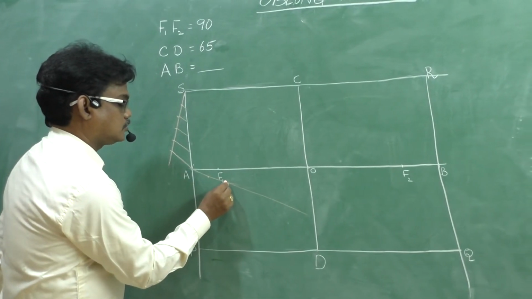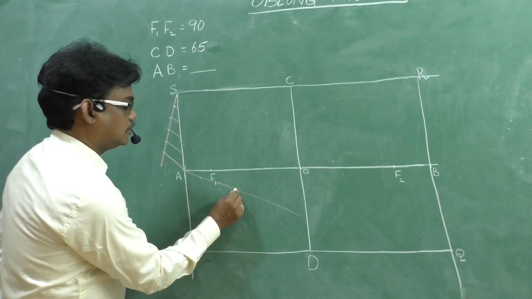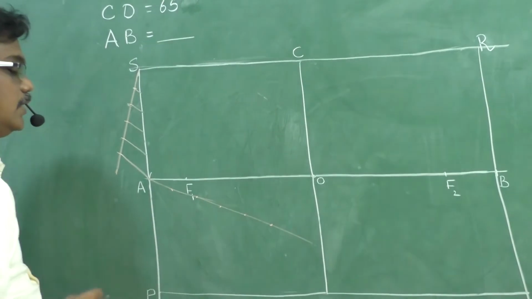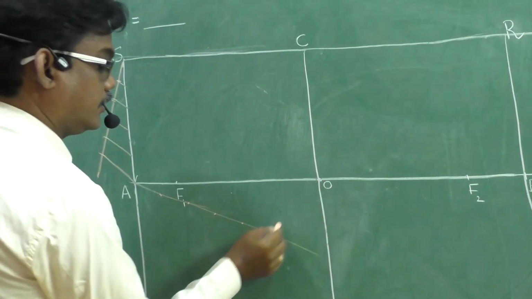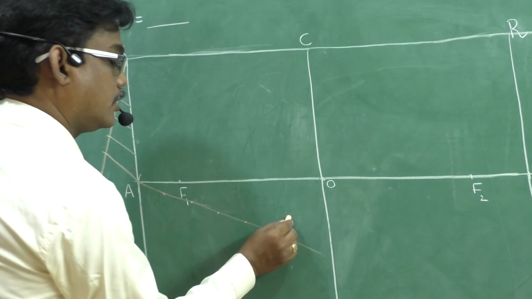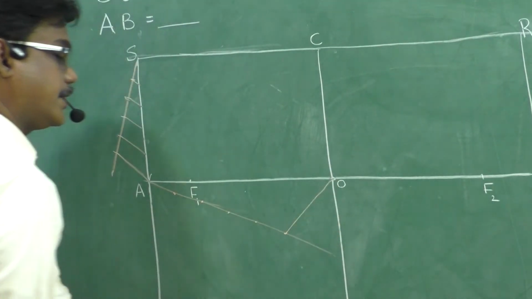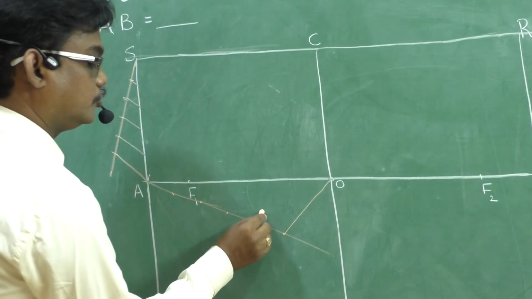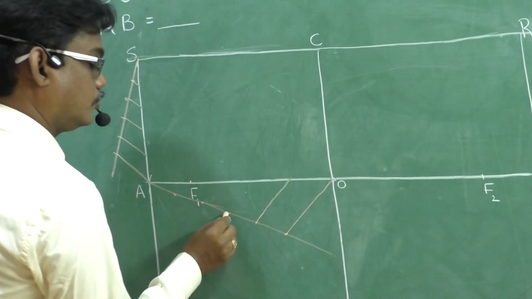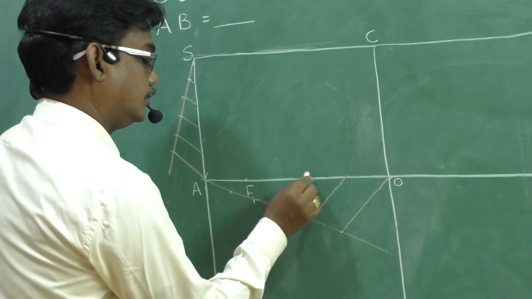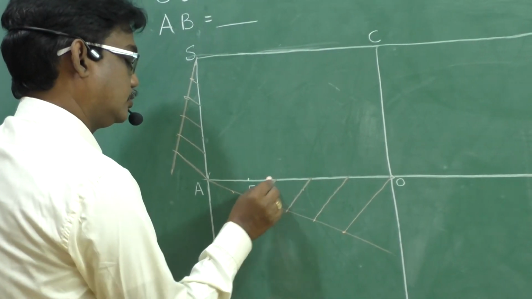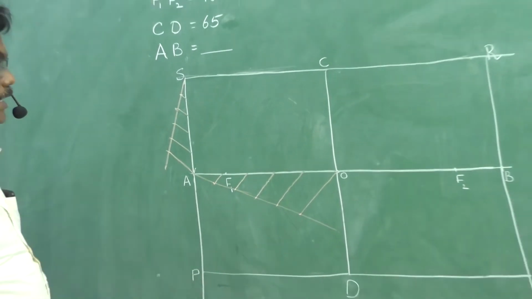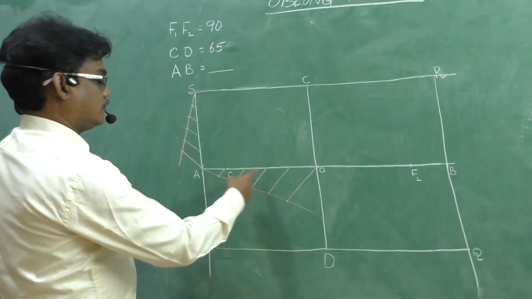1, 2, 3, 4, 5. 5 equal divisions. Right? And first we need to connect end points. After that, parallel line to that line through 4, parallel line through 3, parallel line through 2 and 1. Okay. We need to draw the lines so that we get 5 equal divisions.